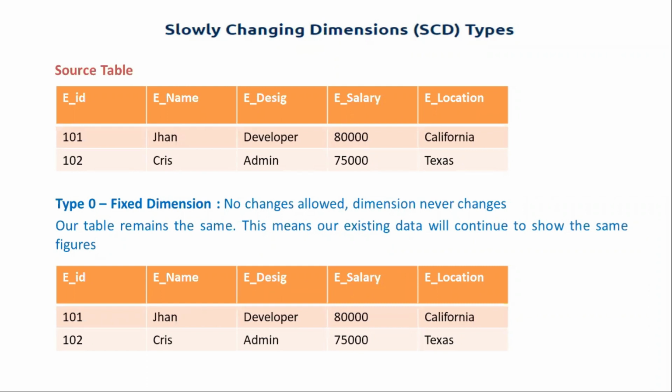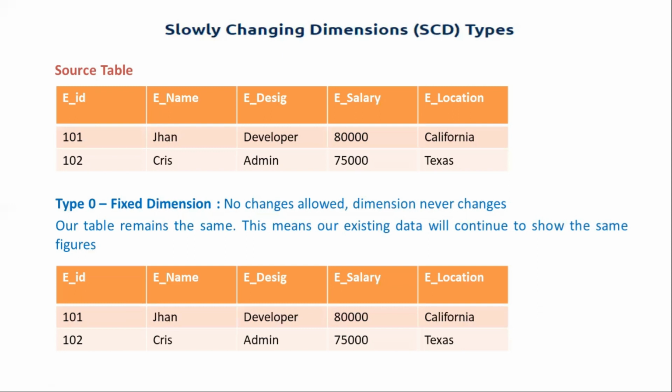But since we are using type 0, we should not change. It is only a one-time load. We don't bother at all, even if source data changes. We don't change the data in our base table. If you see the text here, no change allowed, dimensions never change. So our metadata won't change at any cost when we use type 0. Our table remains the same. This means our existing data will continue to show the same figures, even if the source table changed.